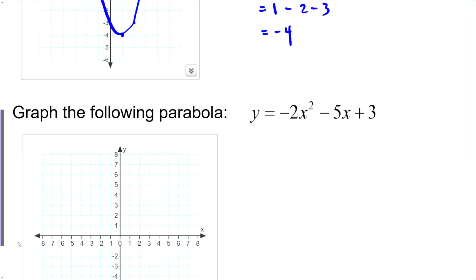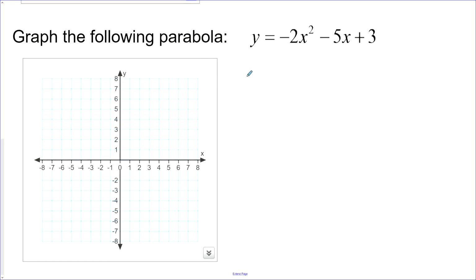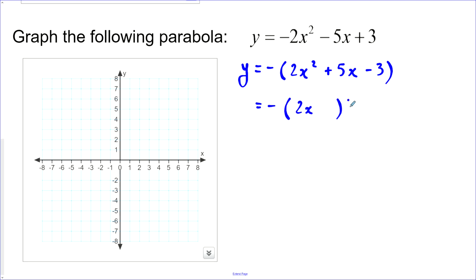Okay, next one. I want to graph this one. This has got a negative leading coefficient. So the first step I'm going to take is to factor out the negative. It's just annoying, and it increases the likelihood of making mistakes, I find. We'll get rid of it there. And now we can factor this into 2x and an x and a 3. It looks like that will be plus and that will be a minus 1. So there we go. Our x-intercepts are at x equals 1/2 and negative 3.